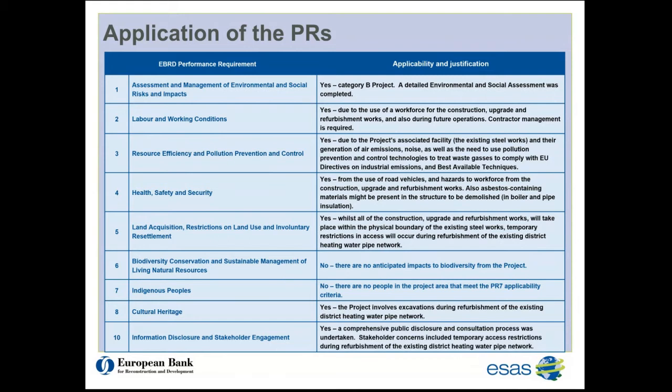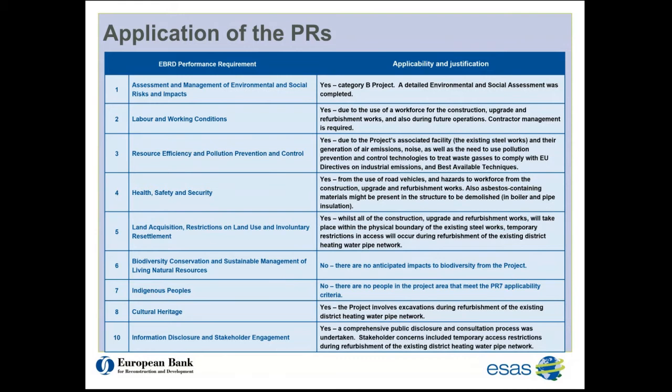So PR5, land acquisition, restrictions on land use and involuntary resettlement. Well, PR5 applies as well because while the majority of the construction upgrade and refurbishment works will take place within the physical boundary of the existing steelworks, there will still be temporary restrictions on access during refurbishment of the existing district heating water pipe network outside the industrial facility.